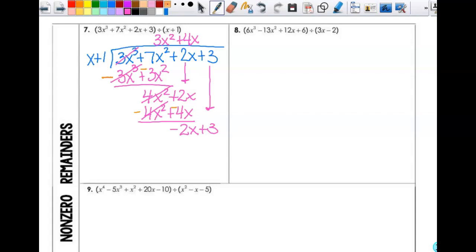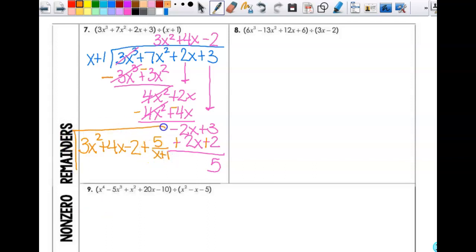X goes into negative 2x a negative 2 times. So I get negative 2x minus 2. I change my signs, and I end up with 5. Okay? So I have a remainder of 5. I don't put R5 out there. Instead, my answer is the polynomial at the top, so 3x squared plus 4x minus 2. Then I add the remainder, that's plus 5 over what? X plus 1. Over whatever your divisor was. And that's it.